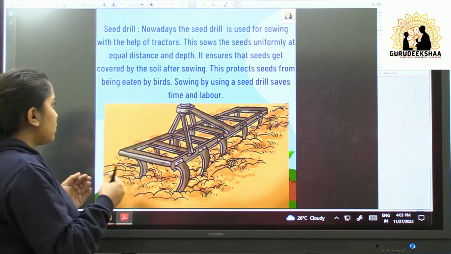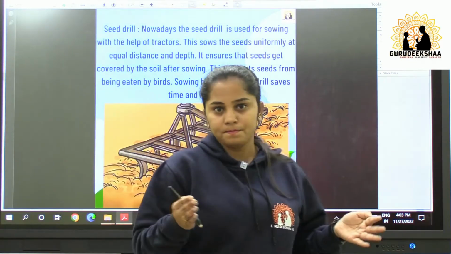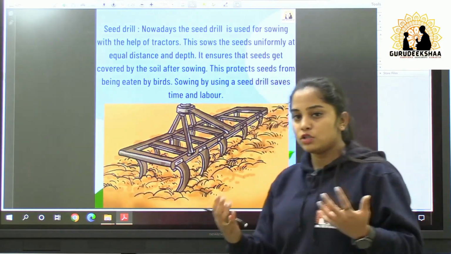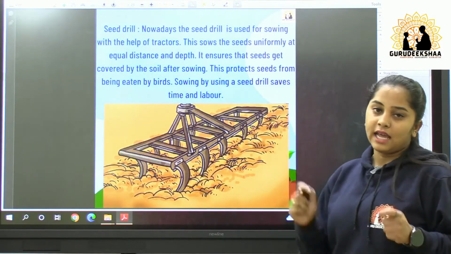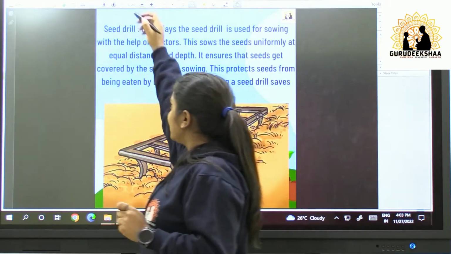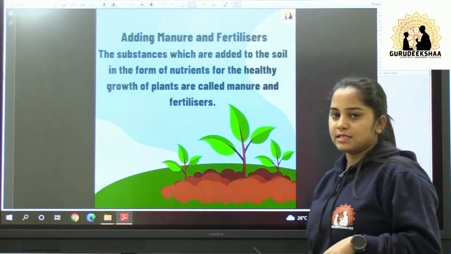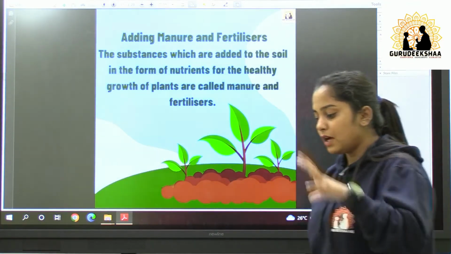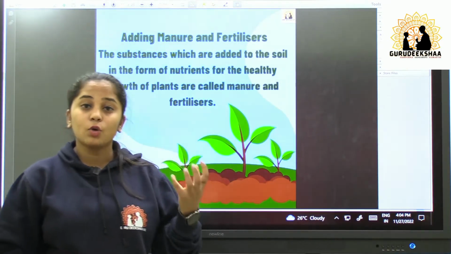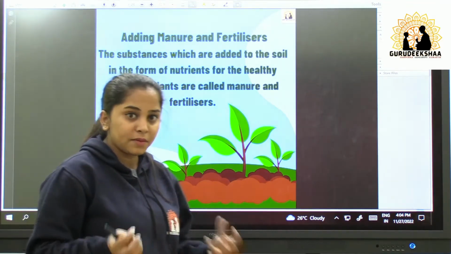So this was used to sow the seed equidistantly, which is again very useful and also saves time and labor, right? So coming to the next slide, adding manure and fertilizers. Again, we have first loosened up the soil, we have seen a good quality of seeds, we have sown the seeds using different methods.